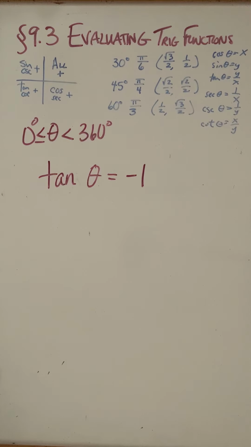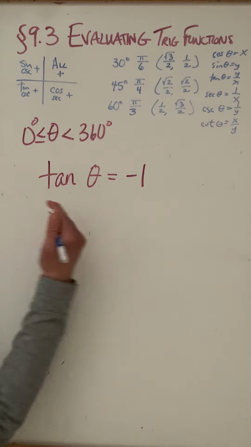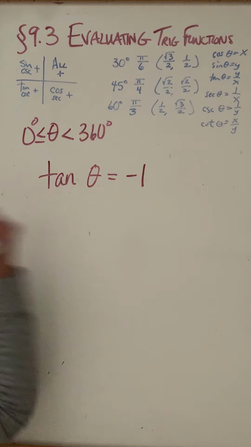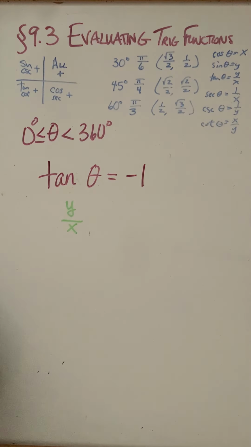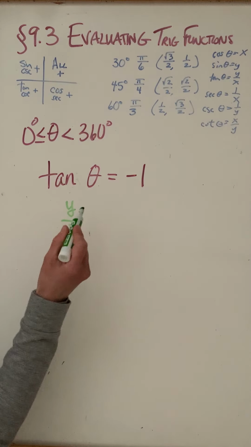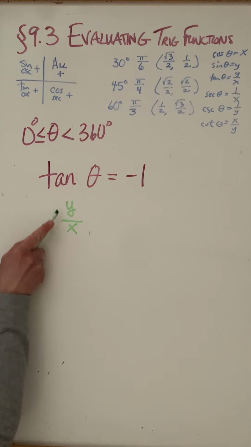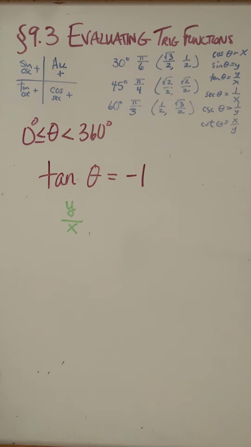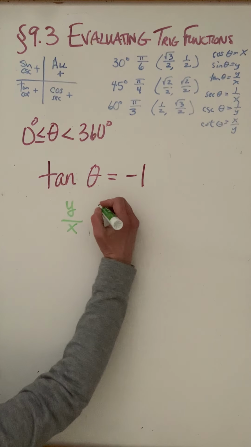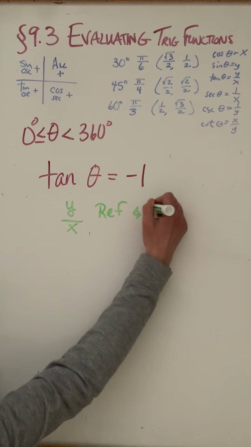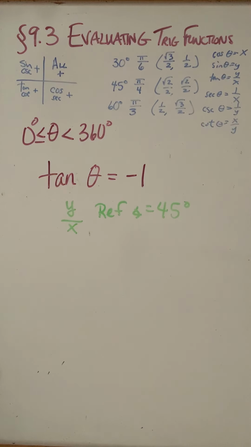All right, so since tangent is y over x, the only way it can be equal to 1, again, we're not going to worry about the negative just yet, is if both x and y are the same, right? What's the only ordered pair where the x and y coordinates are the same? That would be our ordered pair of 45 degrees. So in this case, our reference angle is going to be 45 degrees.